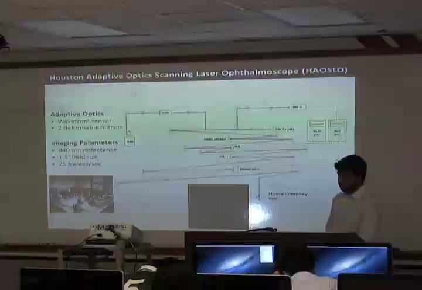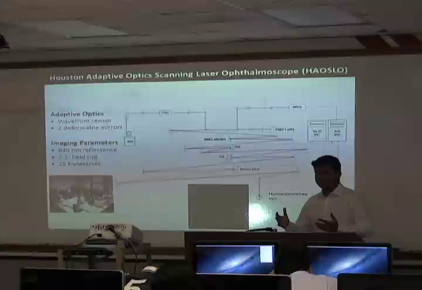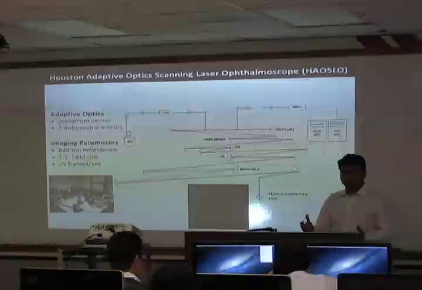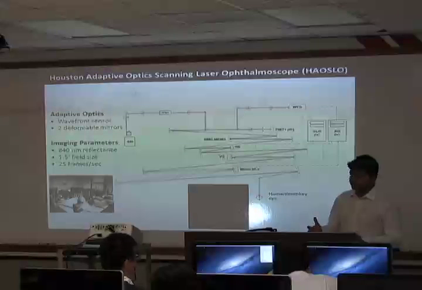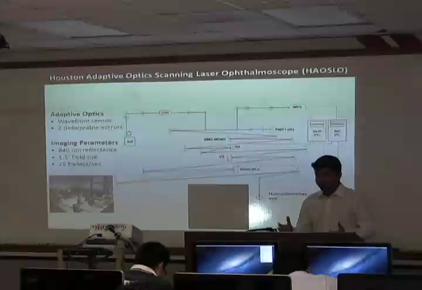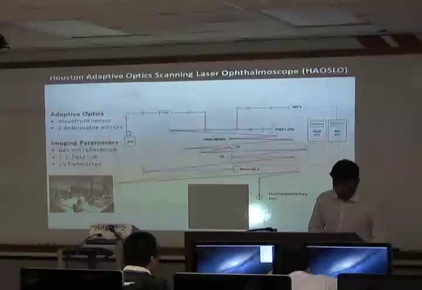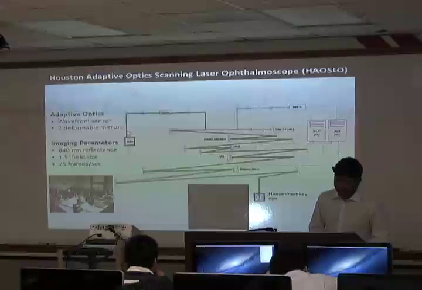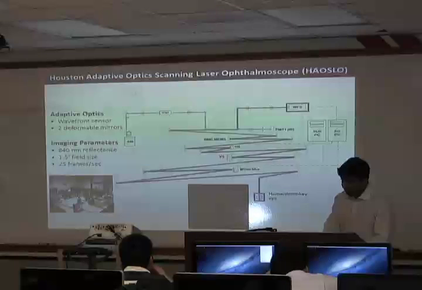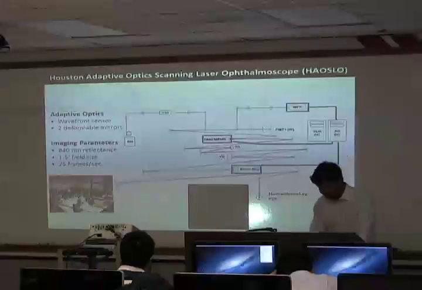So why adaptive optics? Even though we use glasses and contact lenses, there are still some subtle optical imperfections in the eye, which make it very difficult for current clinical instruments to get high resolution images at the cellular level. With adaptive optics, we can correct those optical imperfections and image at high resolution, at the cellular level. We use an 840 nanometer laser source, and the wavefront sensor measures the wavefront error. The control algorithm corrects the aberration by sending voltage to the deformable mirror, and we get high resolution images.